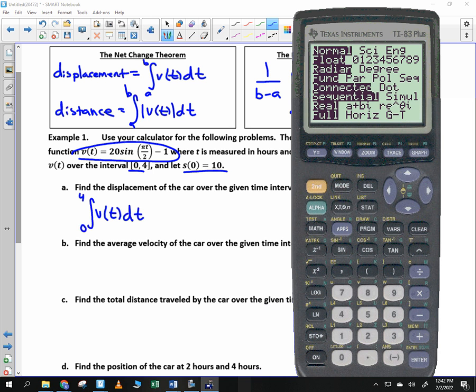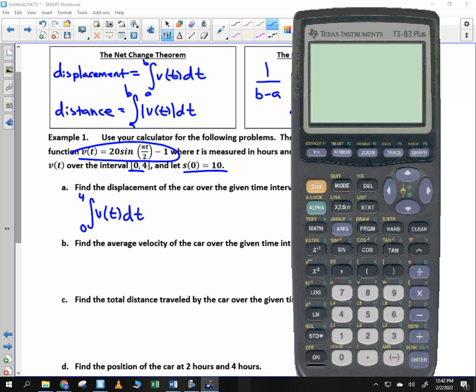First of all, I'm going to make sure I'm working in radians. I am. And now I type in 20 sine, y is equal to 20 sine of pi t divided by 2 minus 1.